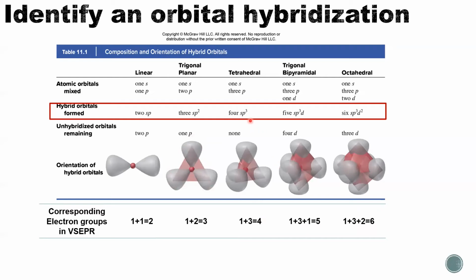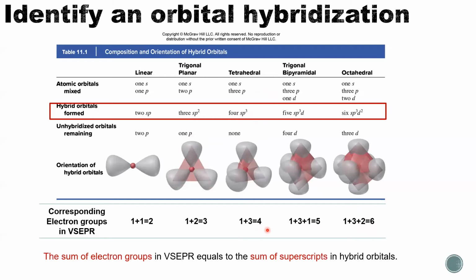So if you count how many orbitals are involved in the hybridization, that number corresponds to the electron groups in the VSEPR theory, including how many atoms are around the central atom and how many pairs of electrons are around the central atom. So that makes these two pieces of knowledge closely linked to each other. And from that, we can determine the orbital hybridization from the Lewis structure and the VSEPR theory.